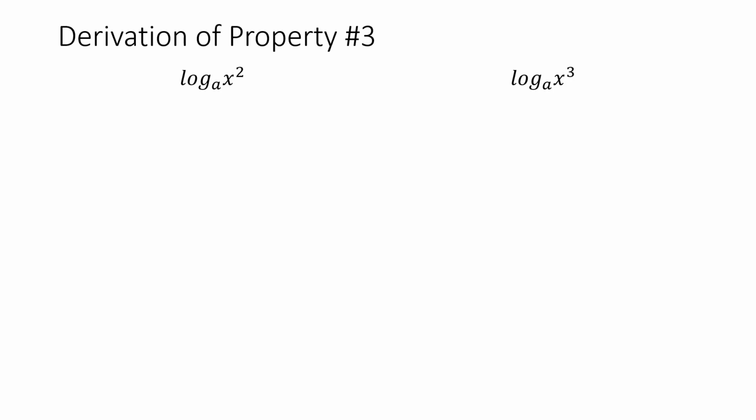So looking at this, we've got log base a of x squared. So let's look at what x squared is. X squared is x times x. And we'll just do these side by side. I was going to do them separately, but okay. X to the third is x times x times x.